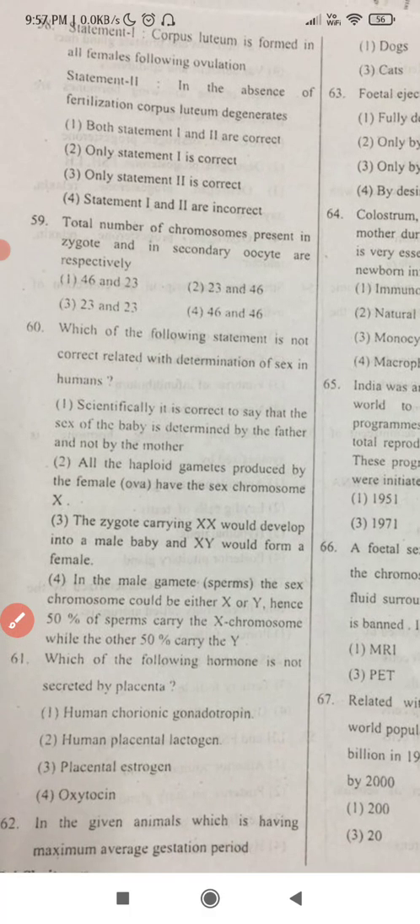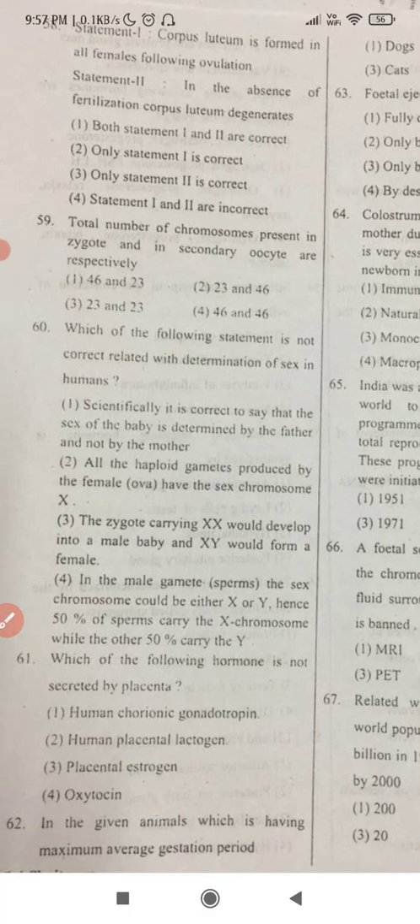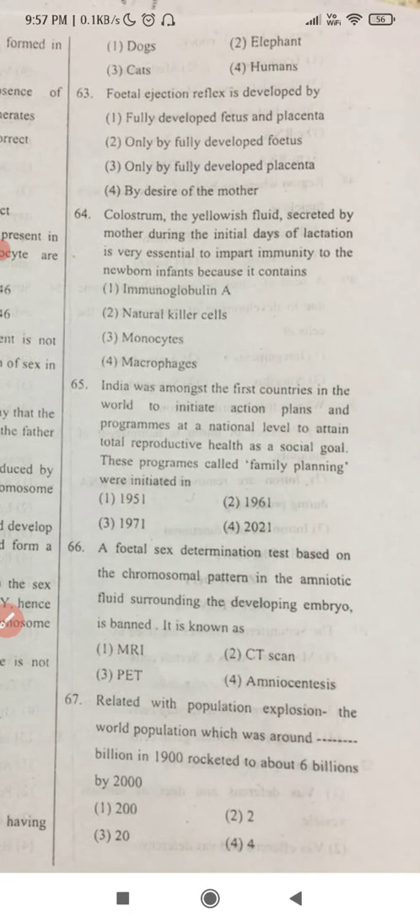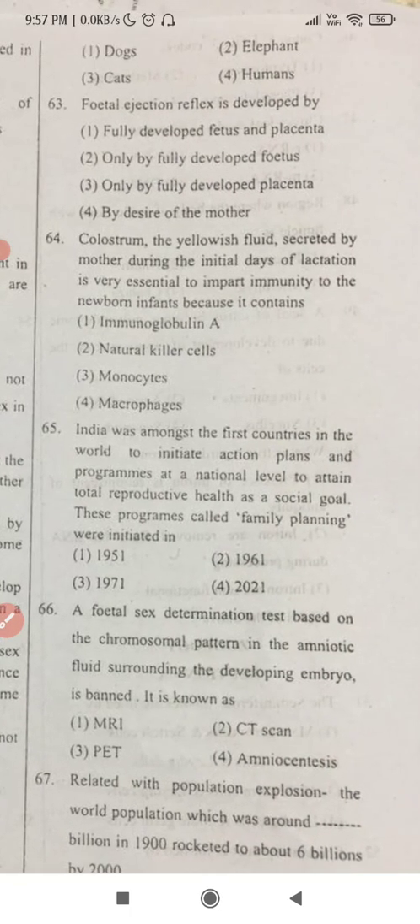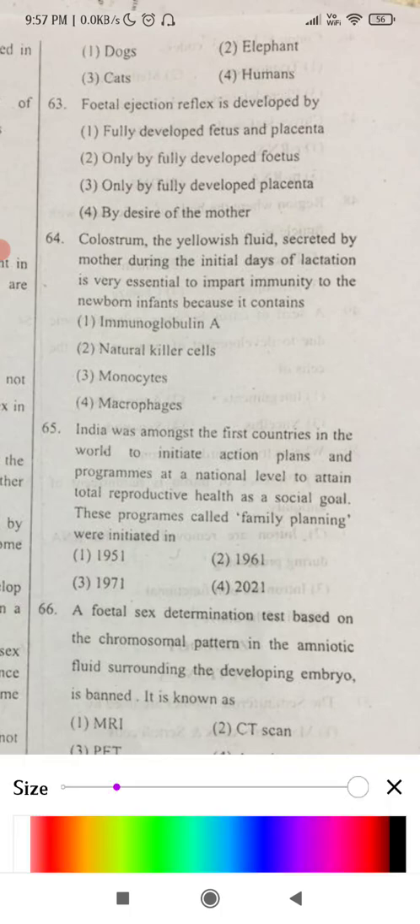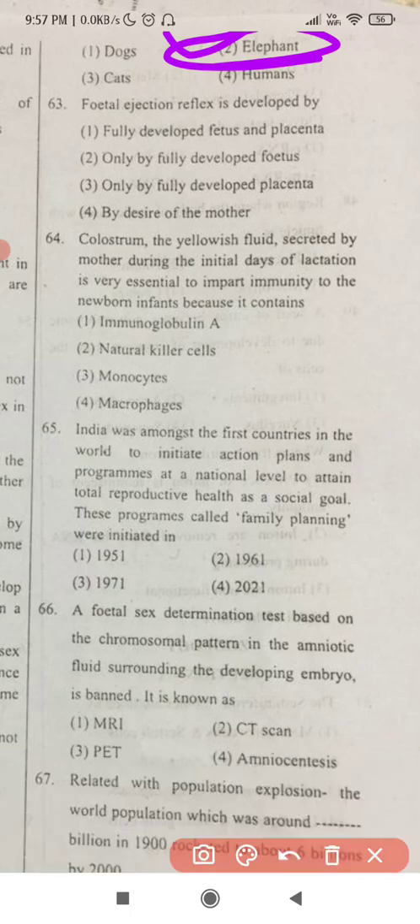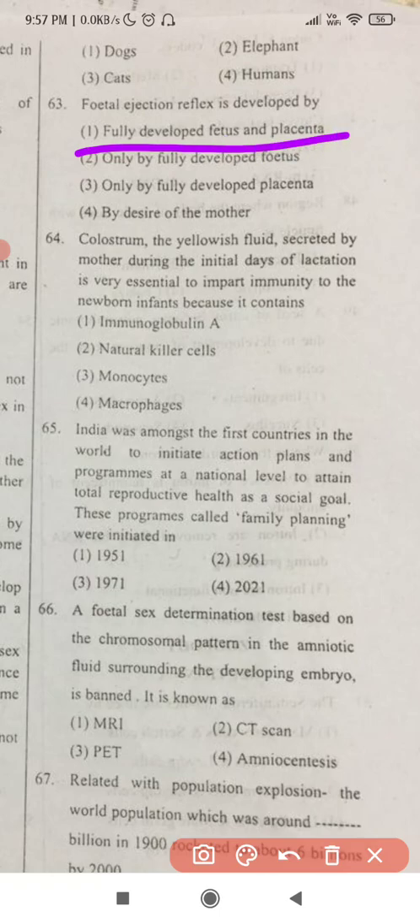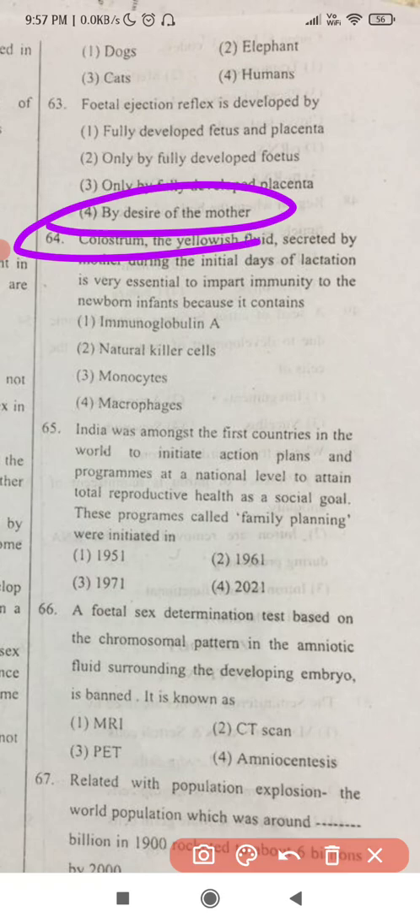Now, in the given animals, which has the maximum average gestation period? The maximum average gestation period is seen in the largest terrestrial animal, your favorite hathi raja, that is the elephant. So the elephant shows the maximum gestation period. All right, the fetal ejection reflex is developed by the fully developed fetus and placenta. So option 1 is correct. This option is very funny.